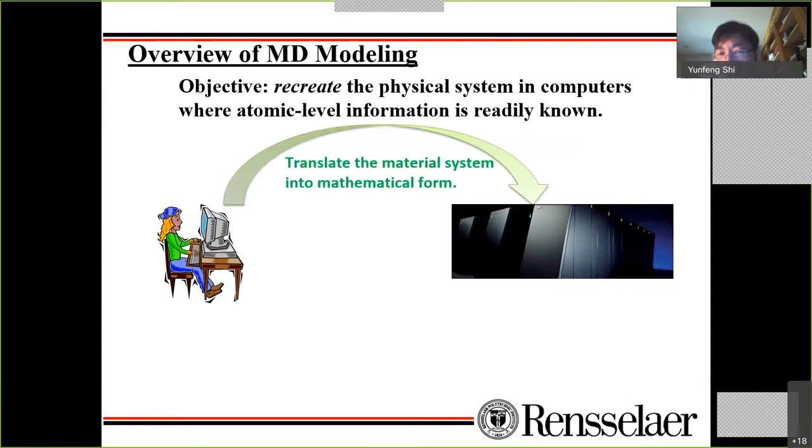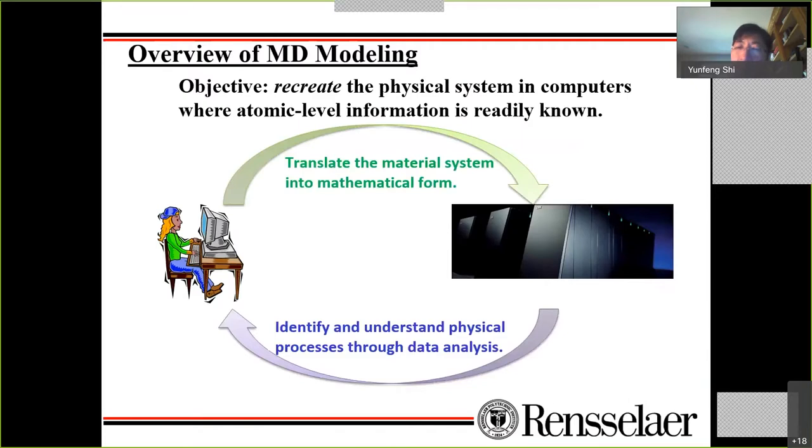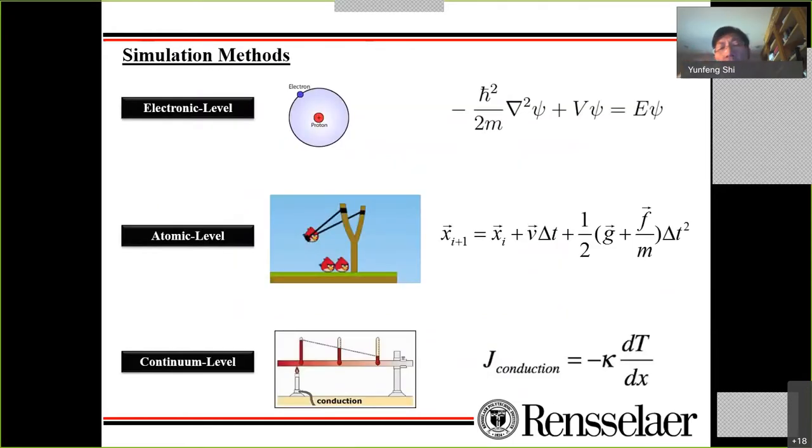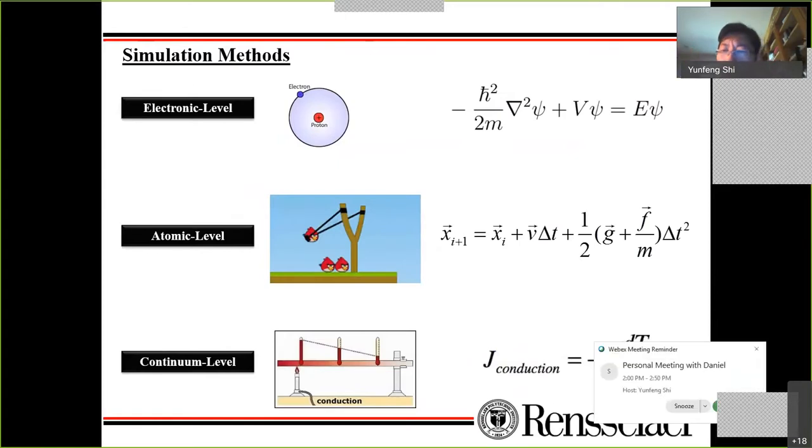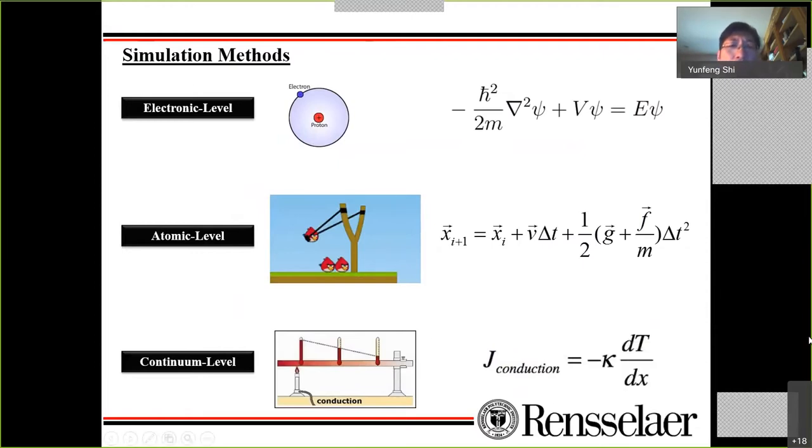So basically, first you have to translate the material system into mathematical form. In this case, I'll show you how we do it in molecular dynamics simulations. And then we identify and understand the physical process through data analysis, and then you gain your understanding. So here I will explain what molecular dynamics simulation is, but also put it in a position relative to other well-known modeling. So let's talk about molecular dynamics simulation first.